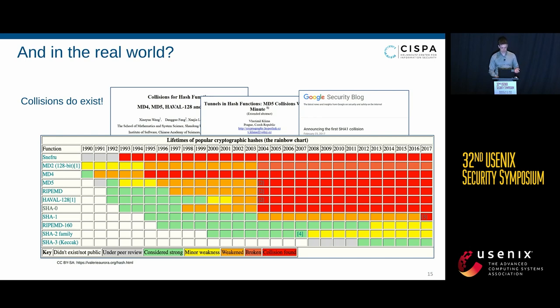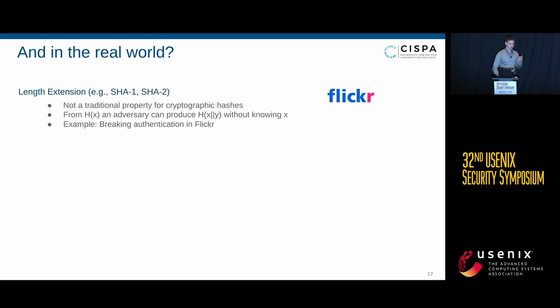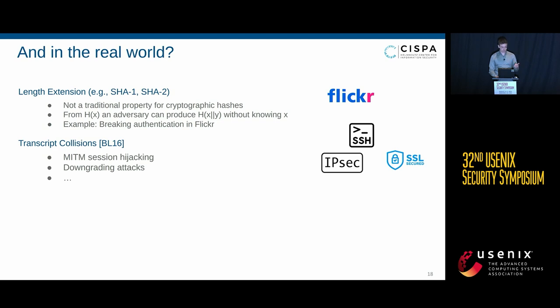And we see this for all the hash functions, and we also believe that this trend will continue in the future. In addition to collisions, we also saw attacks that are outside of the traditional properties we think about when we think of hash functions, like length extension attacks, where if we hash some secret value, we can produce another hash without knowing the secret that contains the secret and some other arbitrary value. This was, for example, used to break authentication in the Flickr application. And also in 2016, Bhargavan and Leurent found transcript collision attacks on popular communication protocols, which enabled them to hijack sessions or downgrade the protocols.